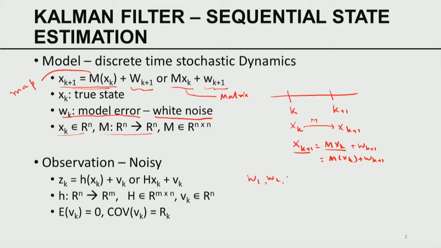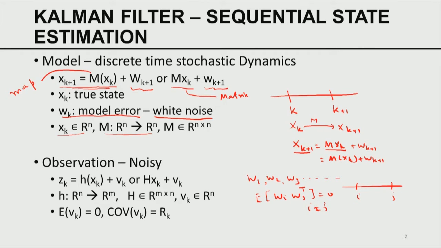W1, W2, W3, this is the sequence of noise that affects the system. We say W is white noise if there is no temporal correlation. What does it mean? Expected value of Wi Wj transpose is equal to 0. In other words, if i and j are two distinct moments in time, the noises Wi and Wj are temporally uncorrelated for all i not equal to j. So that is what is called white.